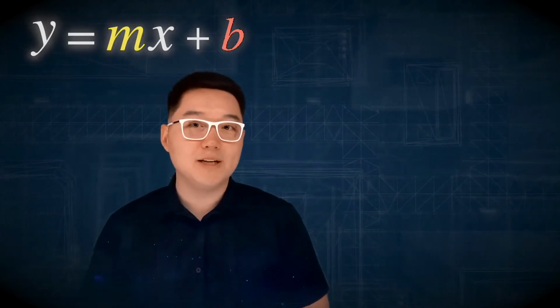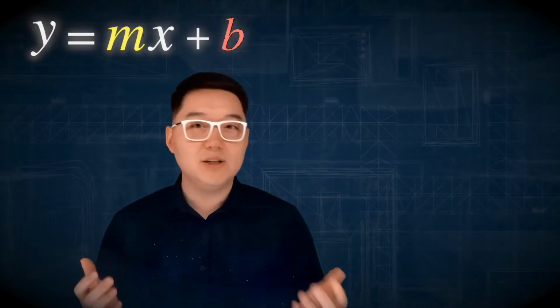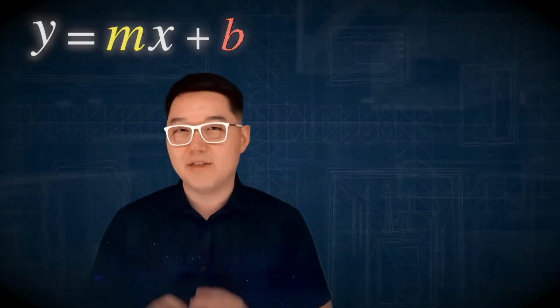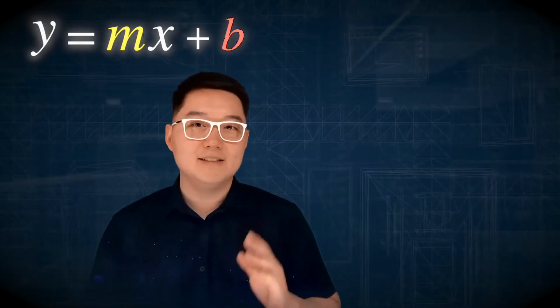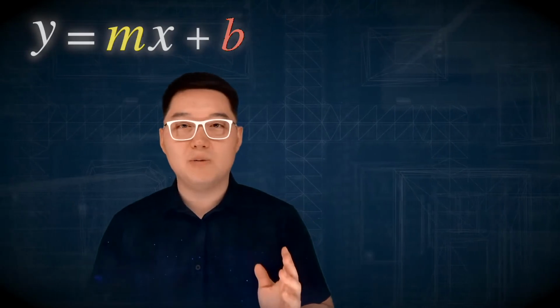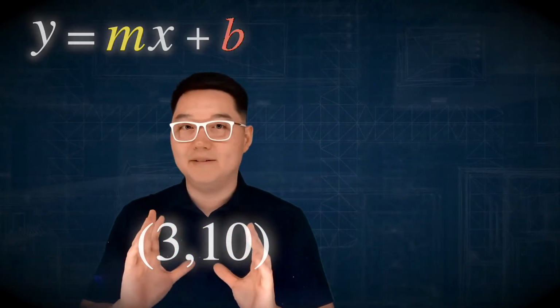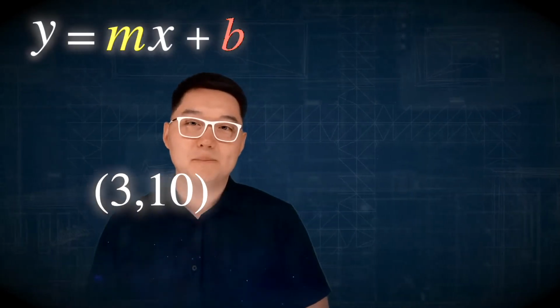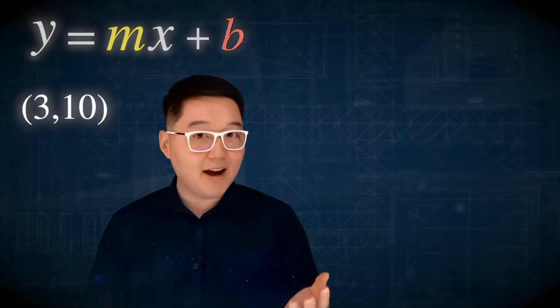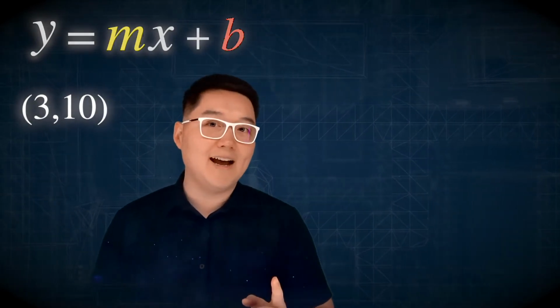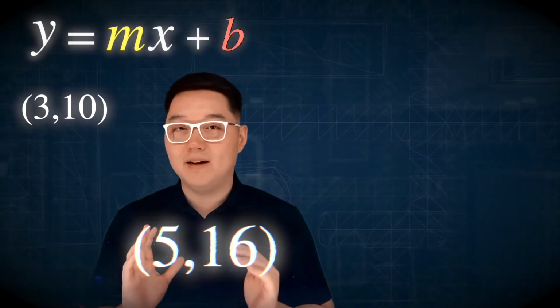Let's use a situation of money and time to help us understand this a lot better. Now, suppose on day 3, you have $10. So we're going to say 3, 10, or the point (3, 10). Now suppose we also have on day 5, you have $16. So we're going to represent that as the point (5, 16).